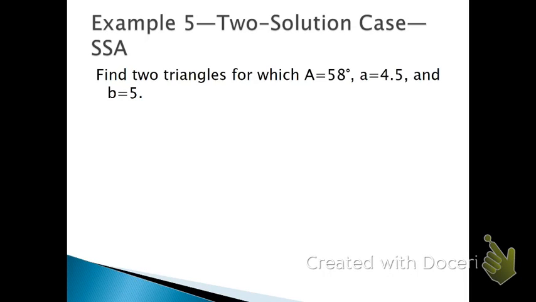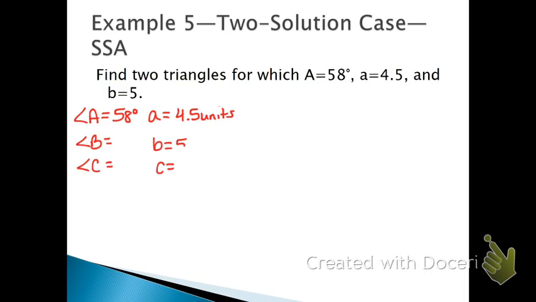Alright, so let's find two triangles for which A is 48 degrees, side A is 4.5, and B is 5. It's just going to say solve, so let's go ahead and set it up because we have to solve it anyways, because it wants a triangle. Alright, so A is 58 degrees. Side A is 4.5 units. And B is 5 units.